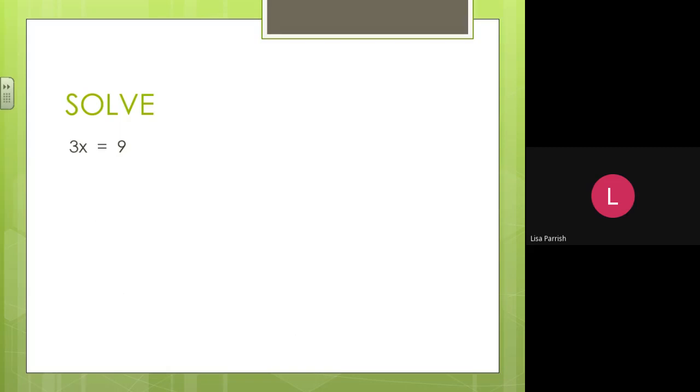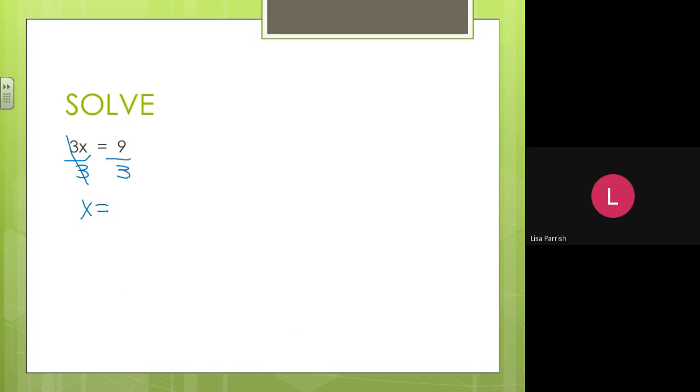All right, the next one is 3x equals 9. So write that one down. Now remember, we're going to divide both sides by the coefficient that is attached to the variable. In this case, it is the 3. That's going to cancel, and I'm left with x equals, what is 9 divided by 3? It is 3. So my answer is 3.